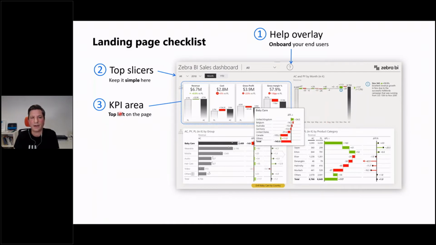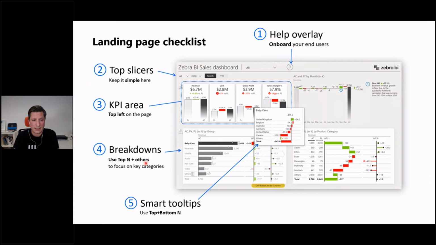So the KPI area on the top left of the page, then the breakdowns where you use the top N plus others functionality. Use this, we call it smart tooltips, right? But it's basically a so-called Power BI report page tooltip, right? So it's a separate page in Power BI that you just link to any visual. It's a standard practice in Power BI. It's quite easy to set up, and we really recommend using those to provide further breakdowns directly in the tooltip.